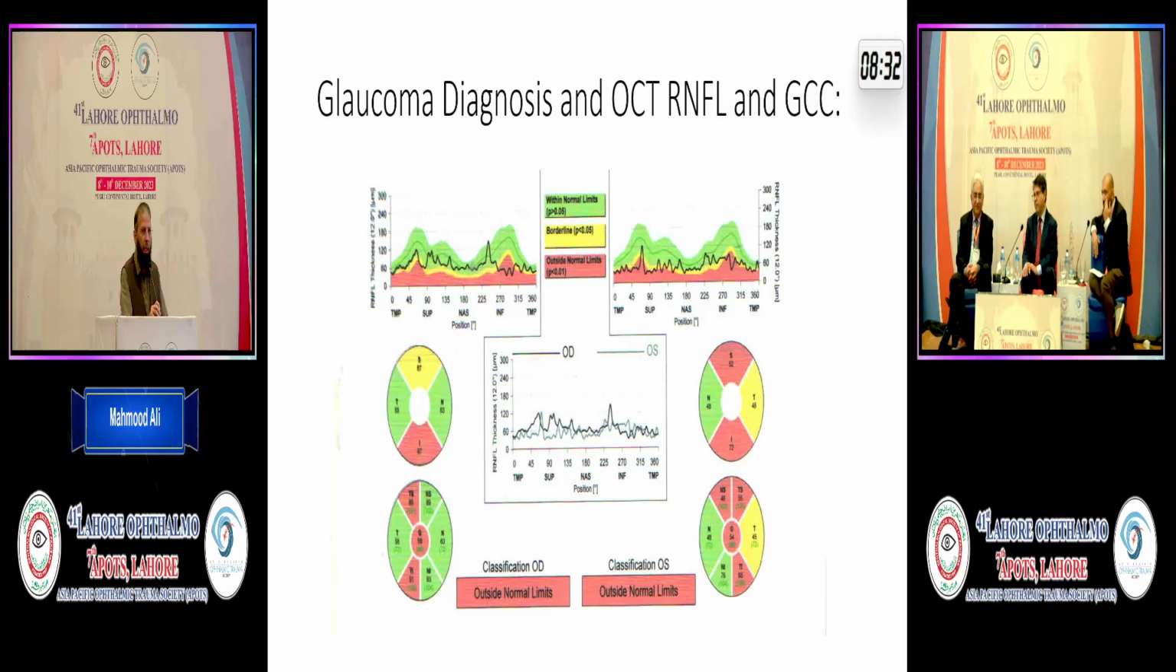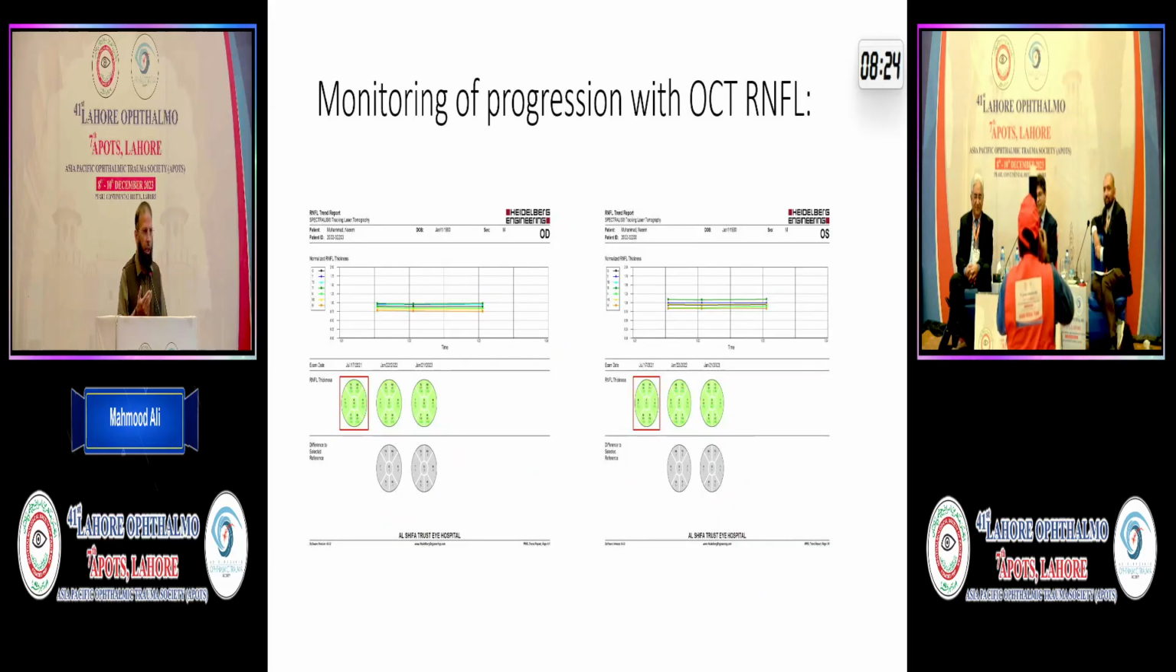So OCT, RNFL, and ganglion cell complex not only help us to correlate these findings with the structural changes that are occurring, but we can also monitor the patients that are diagnosed as ocular hypertensive patients, and we can get trend reports. For example, this is a trend report of a patient of the past 3 years, and we can see that the patient is stable without any treatment.